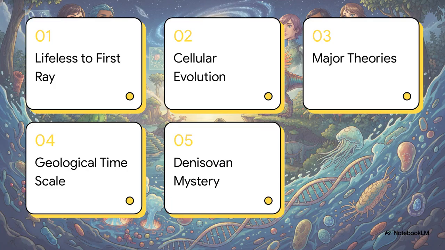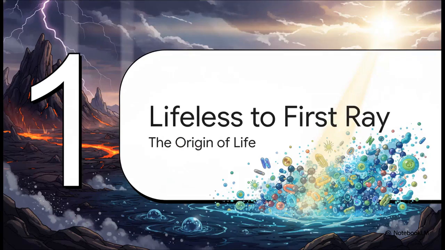Okay, here's our roadmap for today. We're going to move sequentially through 5 sections, from a lifeless Earth to the first ray of life, then oxygen and cellular evolution, the major theories of evolution, the geologic timescale, and finally, the incredible mystery of the Denisovan humans. Starting right off with Section 1, from lifeless Earth to first ray.